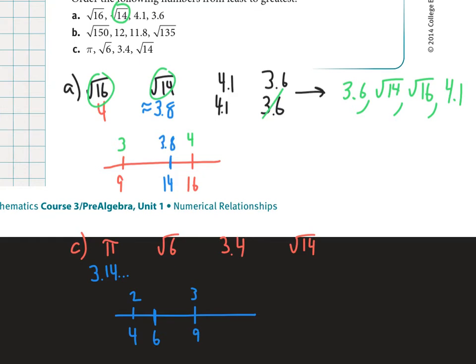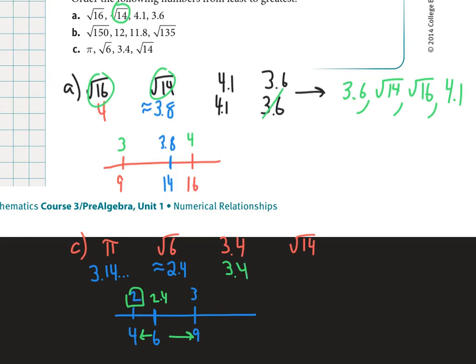So I'm thinking the square root of 6 is going to be a little bit less than 2.5. It might be around 2.4-ish, right? And again, I'm thinking that because 6 is closer to 4, closer to the square root of 4, which is 2, than it is to the square root of 9. So I'm going to make it about 2.4-ish, just as a guess. Okay, and then 3.4 is 3.4, of course.